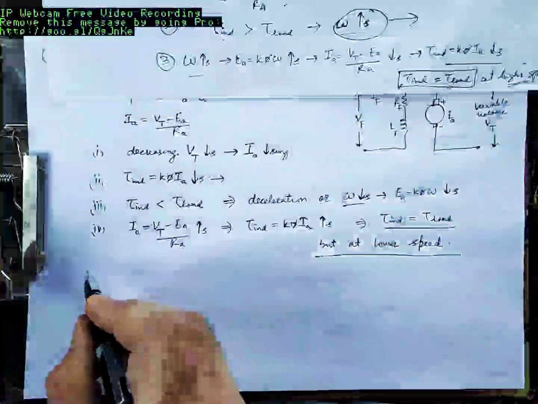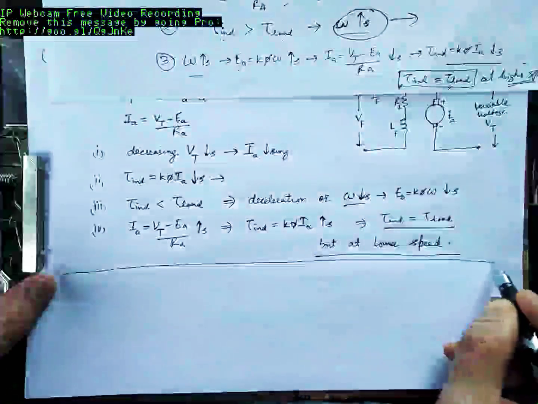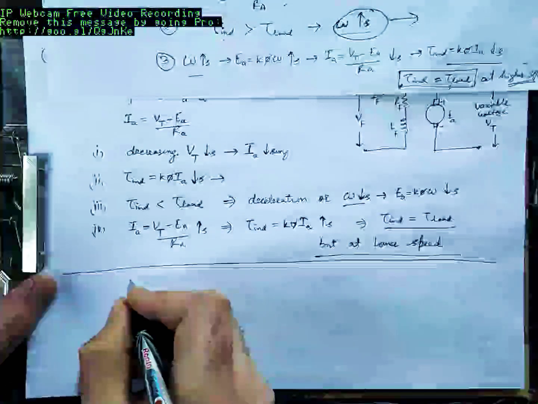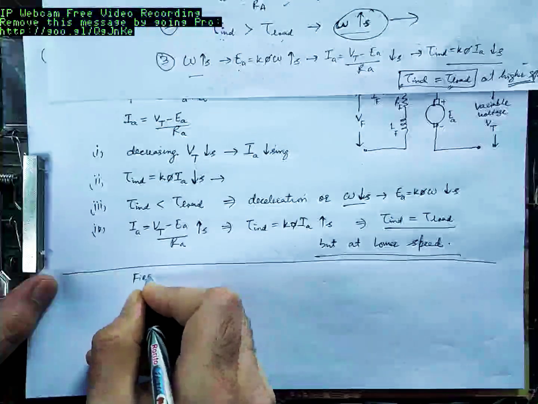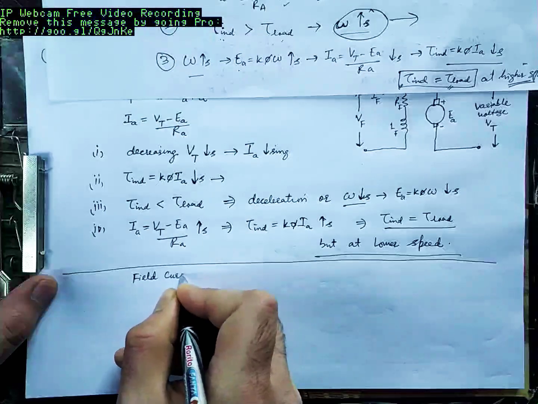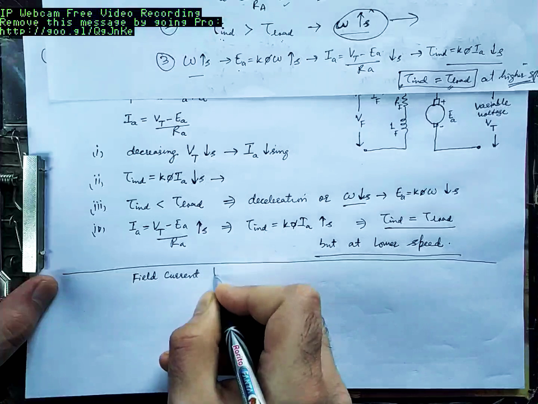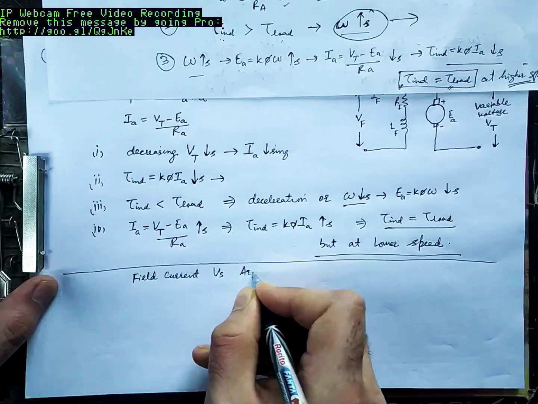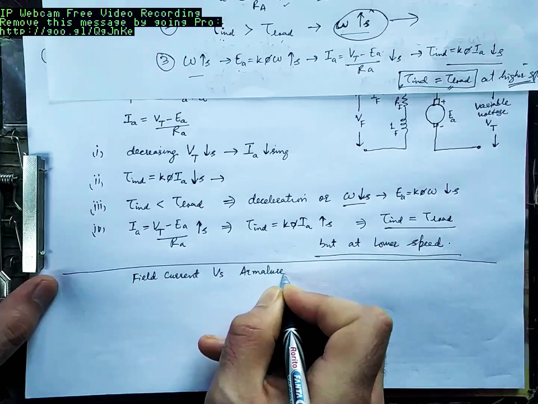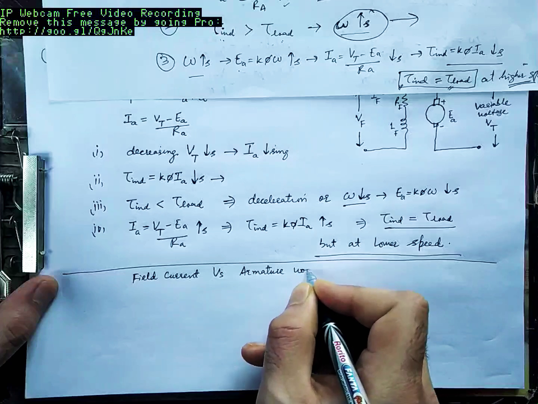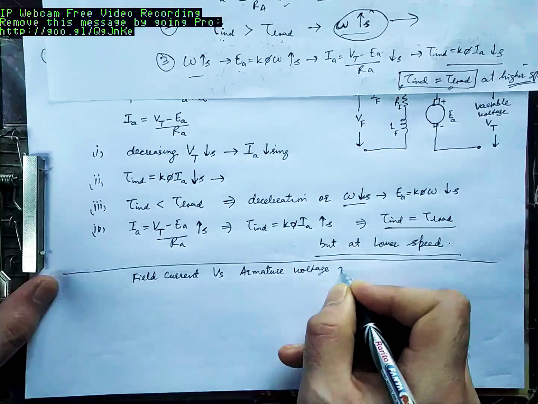So what we finally concluded here is the field current versus armature voltage method.